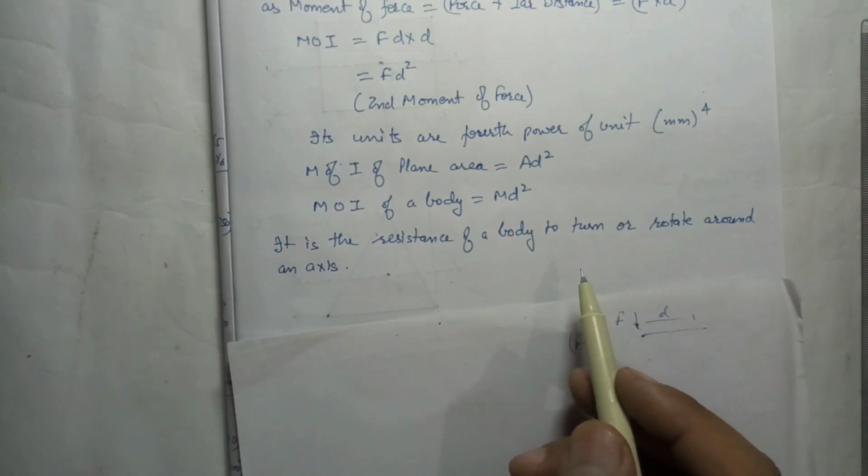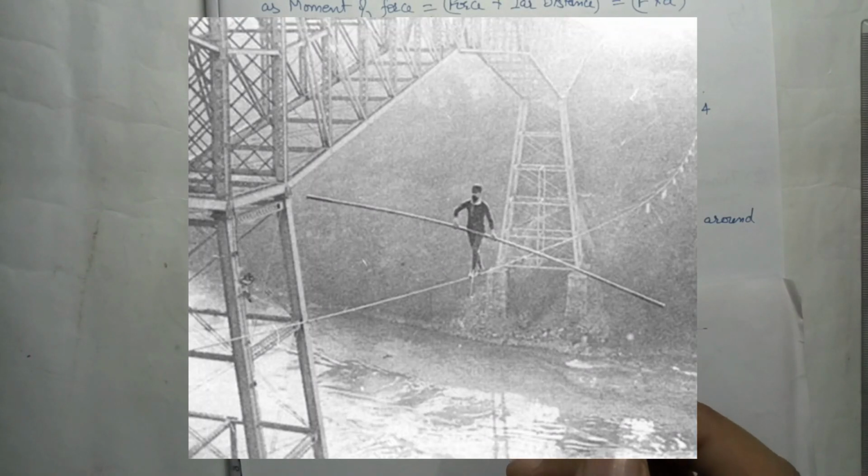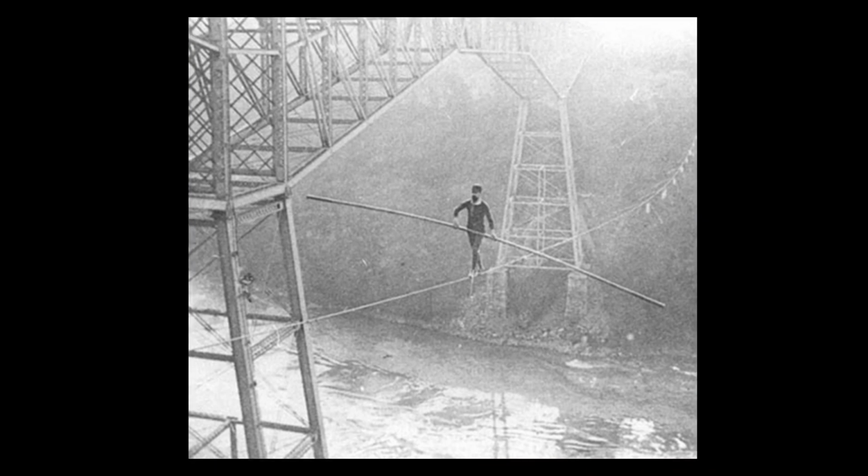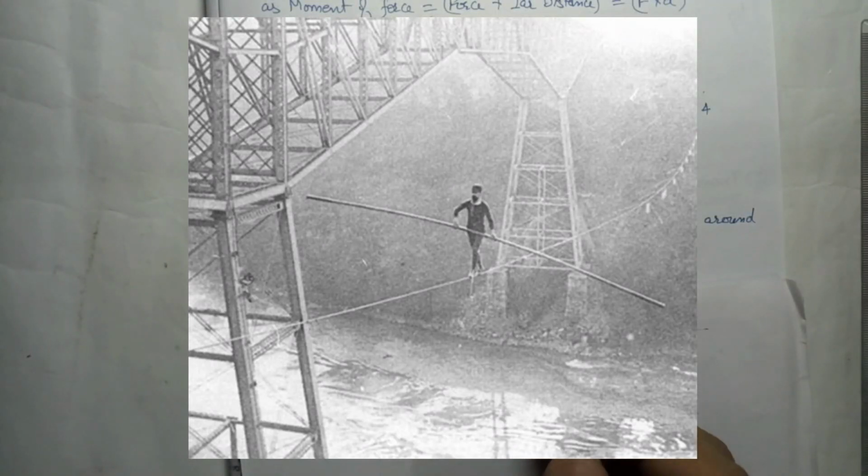Now I have given you one more example. Let's say this person is walking on the rope. Now if you have seen, they always hold a stick in hand. What is the function of the stick? The person is holding the stick from the middle, and a big force is required to turn the stick around that person. That force required to rotate the stick about the rope helps the person to reshift their center of gravity perpendicular to the rope.